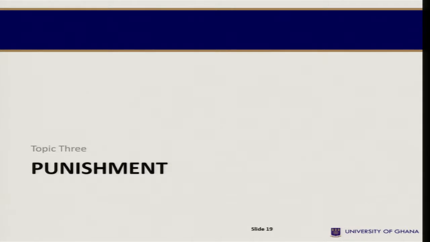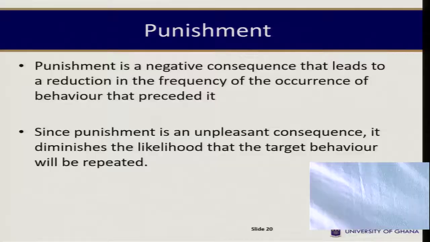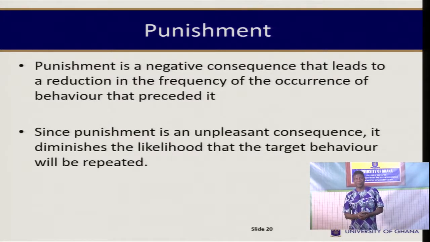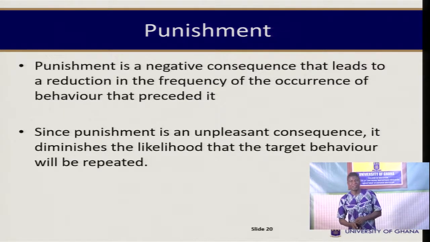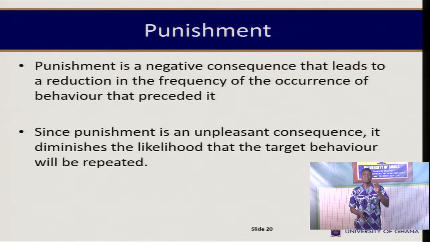Let's move on to the next topic, which is punishment. Topic 3, punishment. We want to look at punishment in greater detail. So punishment is a negative consequence that leads to a reduction in the frequency of occurrence of behavior that precedes it. And since punishment is an unpleasant consequence, it diminishes the likelihood that the target behavior will be repeated. When the behavior is followed by something that is not pleasant, that association between the two will let the behavior be suppressed or reduced in terms of occurrence.